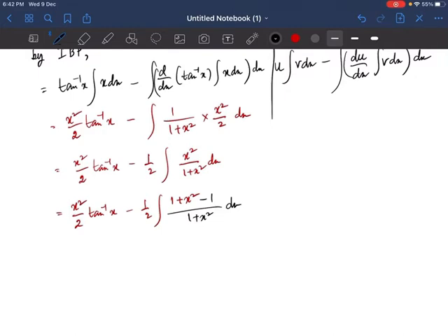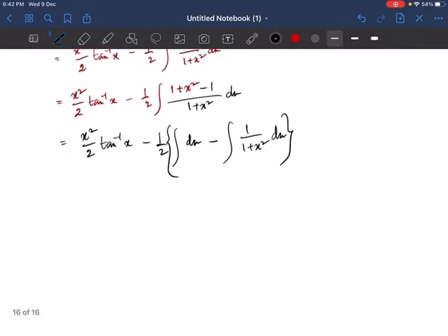So now we will separate. So we have x square by 2 tan inverse x minus half. If I separate this one, let me give a second bracket in here. So what do we have? 1 plus x square by 1 plus x square, that becomes 1, minus integration of 1 by 1 plus x square dx. So this is what we have. So we have here x square by 2 tan inverse x minus half x plus, and integration of 1 by 1 plus x square is what? It is tan inverse x plus c.